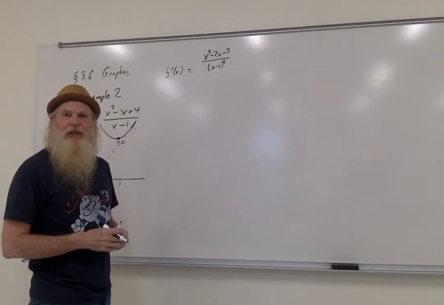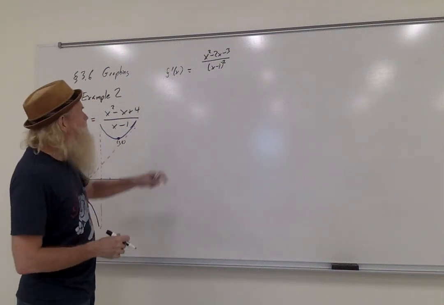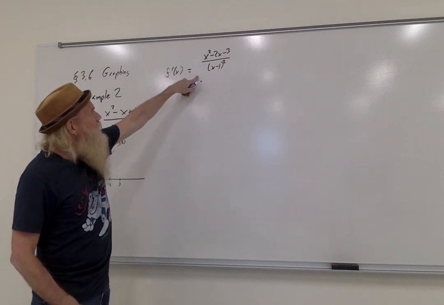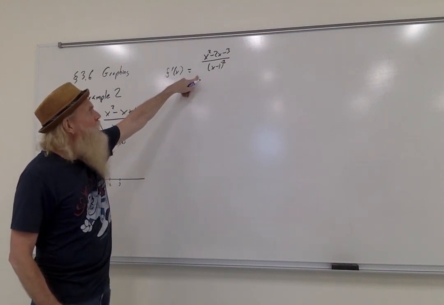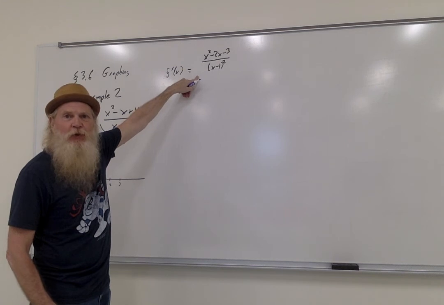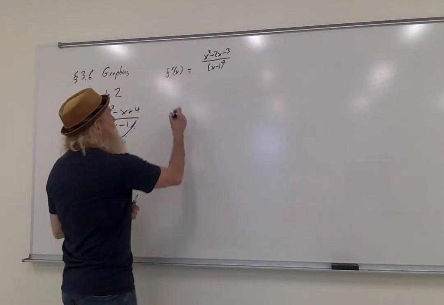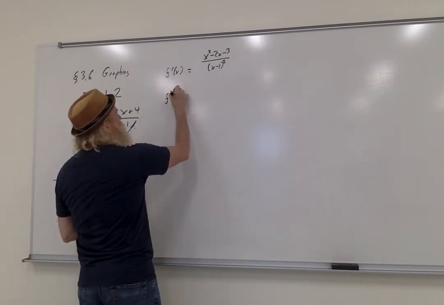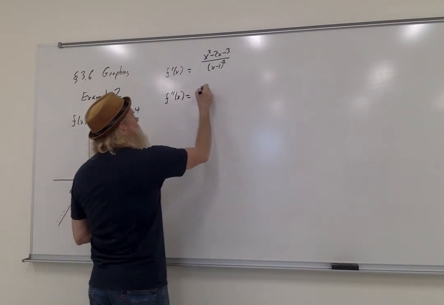Finally, let's look at the second derivative information for this function. The first derivative was equal to x squared minus 2x minus 3 over x minus 1 squared. So we need to take one more derivative of this. Once again, we'll use the quotient rule.